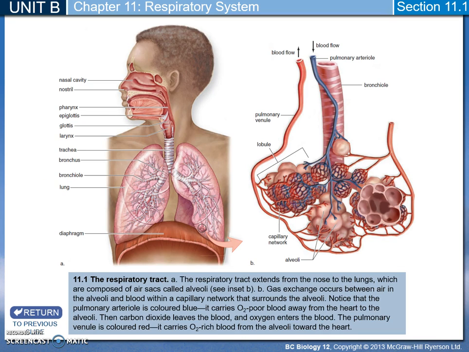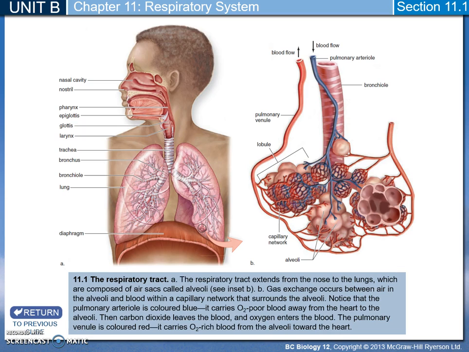Again, here are these same structures, and then you have a bit of a close-up diagram of the very ends of the lungs right down into the alveoli. So the respiratory tract extends right from the nose to the lungs, and the lungs are composed of air sacs, which are called alveoli. And so the gas exchange occurs between air in the alveoli and blood within the capillary network that surrounds the alveoli.